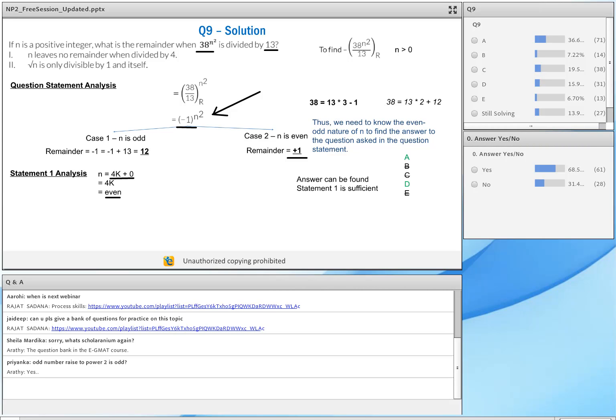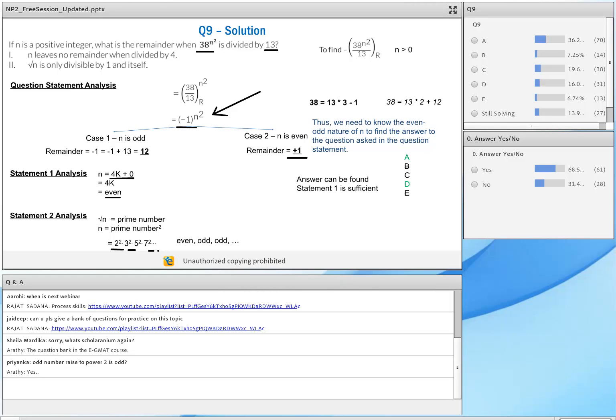So our only options remain either choice A or choice D, where either statement could be sufficient. Statement 2 says the square root of n is divisible by 1 and itself, which means that the square root of n is a prime number, which means n becomes a square of a prime number. Then n could be 2 squared or 3 squared or 5 squared or 7 squared, which means your n could be either even or odd.